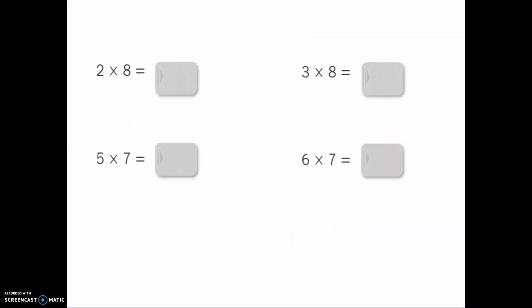Here we have 2 times 8, which is 16. 3 times 8 is going to be one more group of 8. So let's make my 2 rows of 8. 1, 2, 3, 4, 5, 6, 7, 8. 1, 2, 3, 4, 5, 6, 7, 8. That's my array for 2 times 8.